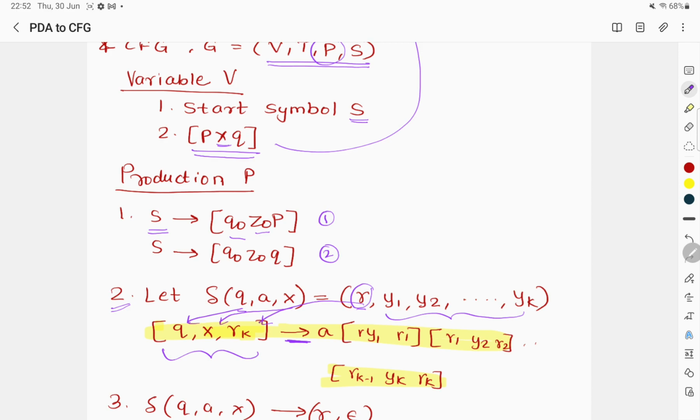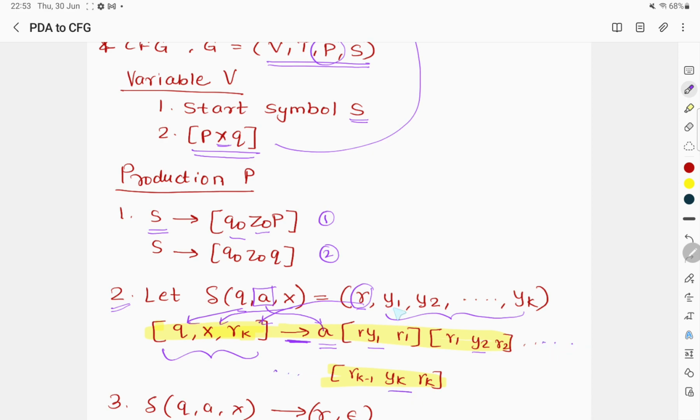Now on the right hand side, the first symbol that will always come is something that we read from the string. What we read from the string is A here. So that's why this A comes over here. And now after A, what should I be writing? I have Y1 to YK. For every Y there is one square bracket, or one variable. So I will write down Y1, Y2, and so on till YK.